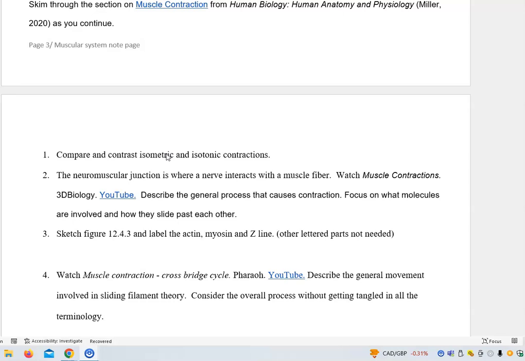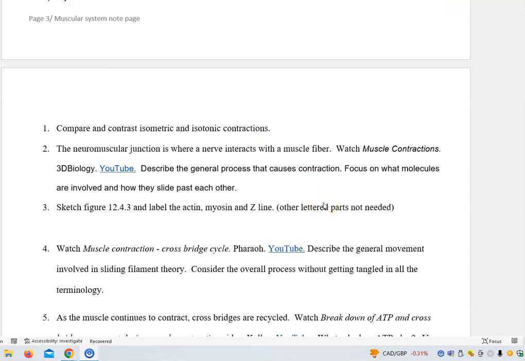In isotonic, you keep the same tone, but you're changing your measurement. And a perfect example of that is the bicep curl. Okay, that is the introduction for this. Go through the videos to look at muscle contractions. And they do a very good job of it.